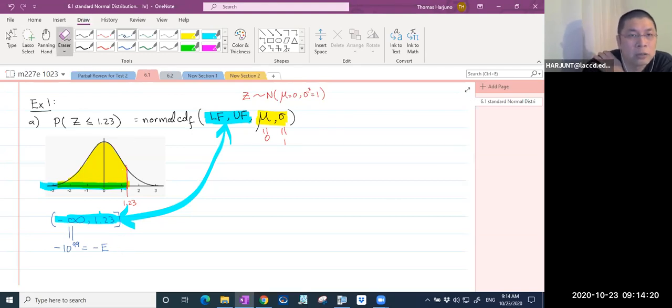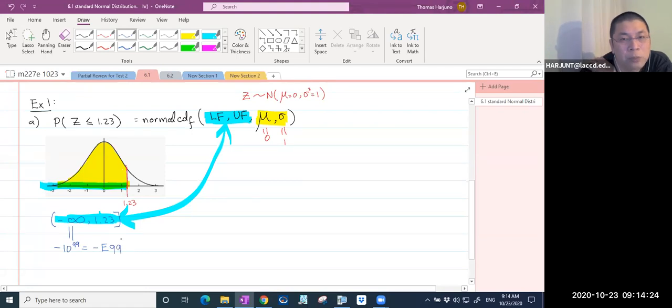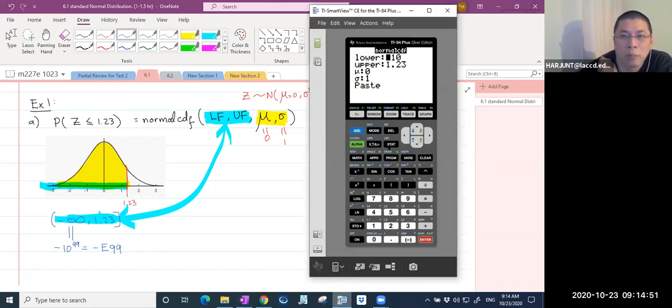So for us to do this problem, we need to know first the calculator notation. That's normal CDF. What are the numbers you put in, and in what order? The first two numbers are the interval for that event. The last two numbers are the mean and standard deviation. For this question, my lower fence I will replace by negative E99. The negative you use is the negative sign between the decimal point and the enter button on your calculator. It has to be this one.